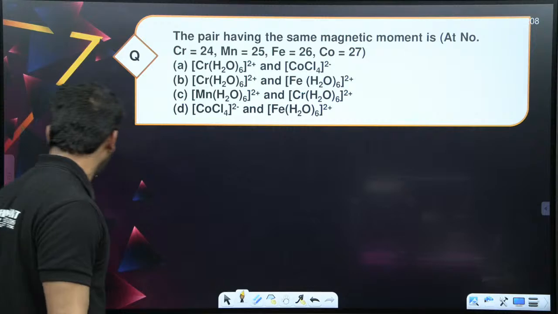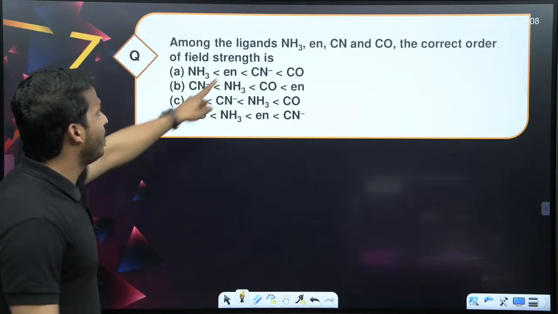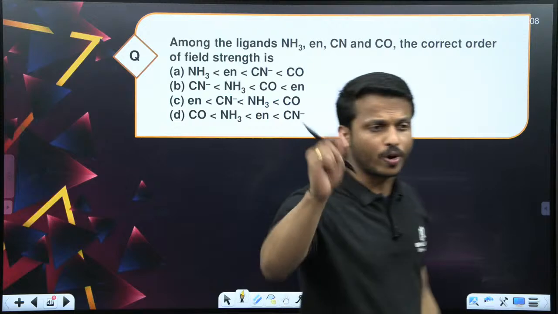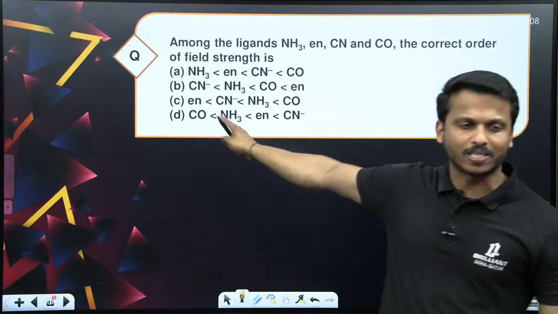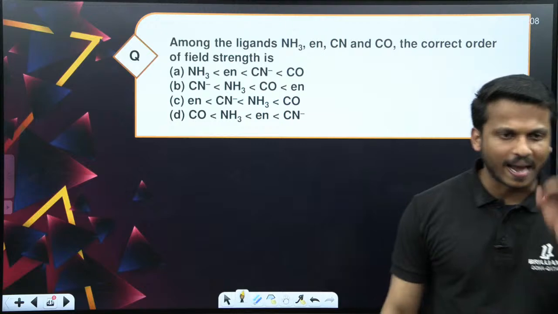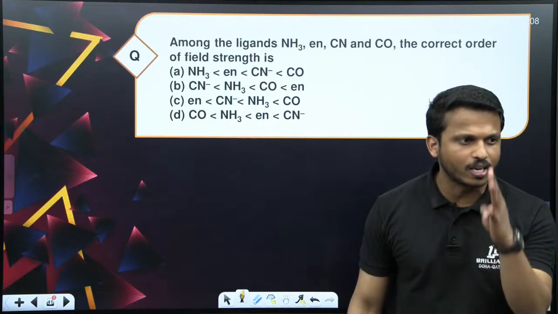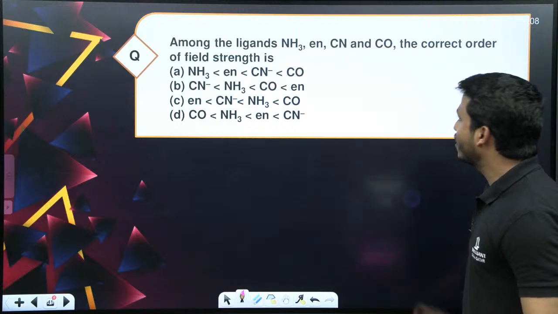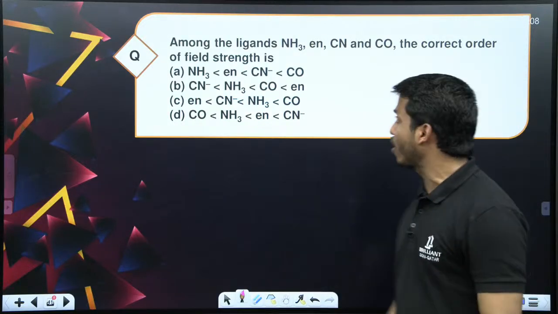Then the pair having the same magnetic moment is, I will show you that question later. Before that, those who know the spectrochemical series, can you say this answer first? Among the ligands amine, En, cyanide, carbonyl, what is the correct order of their field strength? Come on all of you, quick.